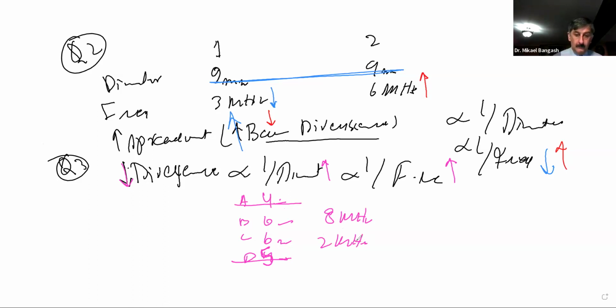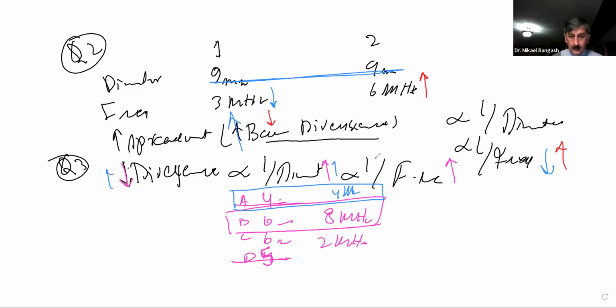Clear? Okay. So greater diameter, greater frequency, lesser divergence. Whereas, on the other hand, we could have said lesser diameter, and then of course, what was the frequency? 4 megahertz, that would have been the greatest divergence.